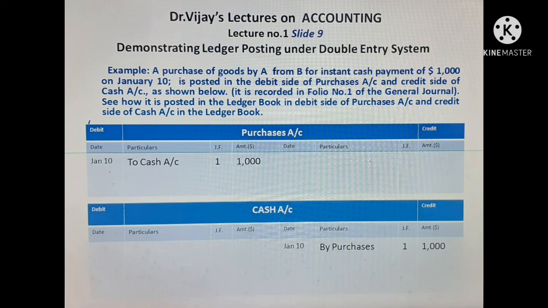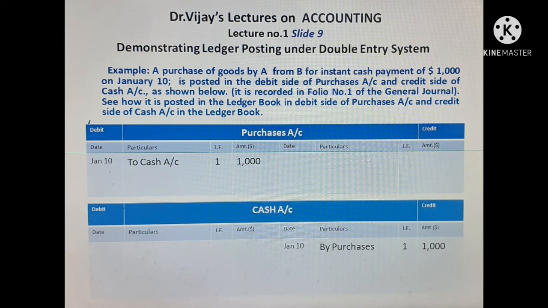So in an account you can record a transaction either in the debit side or in the credit side. But you have to record a transaction in the debit side of one account and the credit side of another account. This particular transaction is to be posted in the debit side of purchase account and the credit side of cash account. Why it is like that? That we will study in a further session.